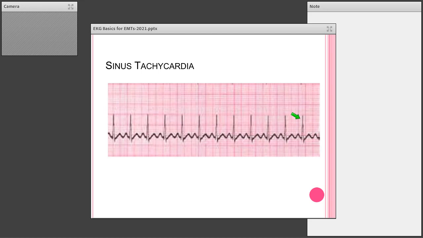Okay, so nothing crazy. Nothing crazy with the general look of this, right? Everything looks pretty normal. If we were to count the rate, we have 1, 2, 3, 4, 5, 6, 7, 8, 9, 10, 11, 12. So 12 times 10, a heart rate of about 120.